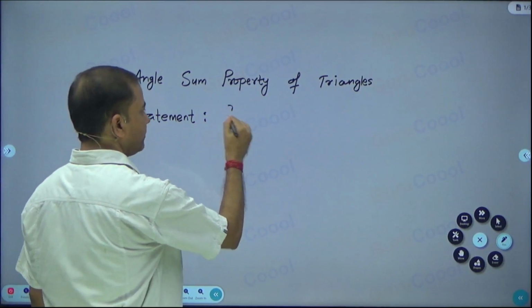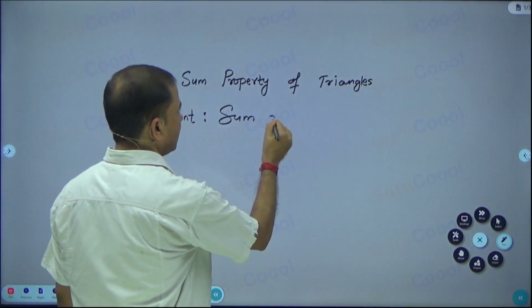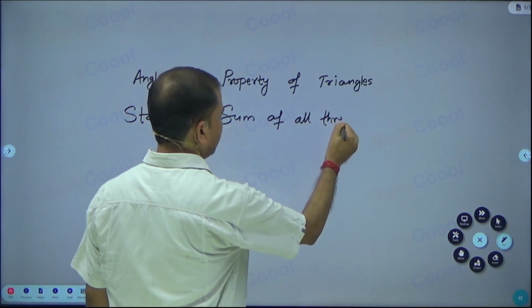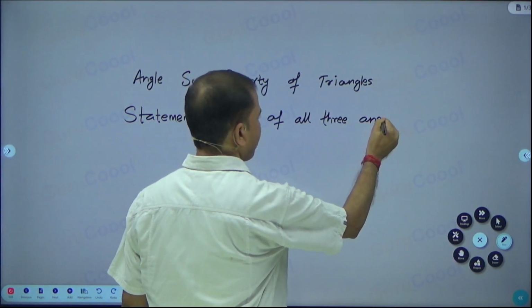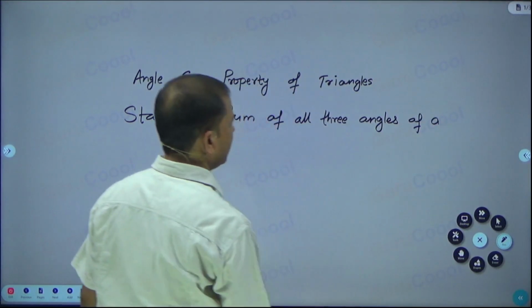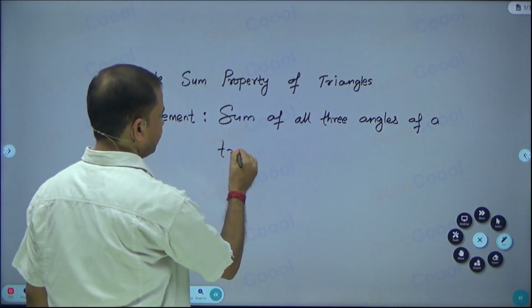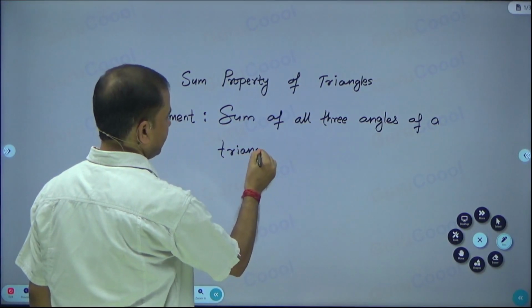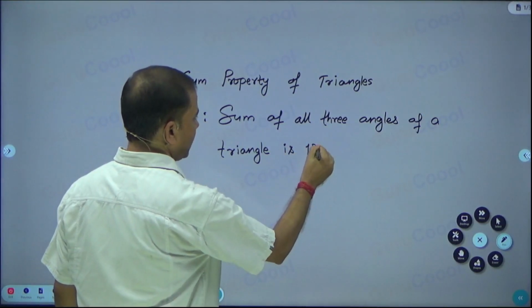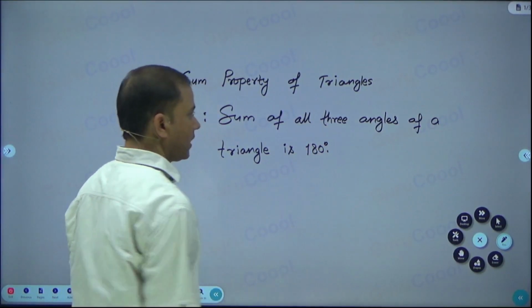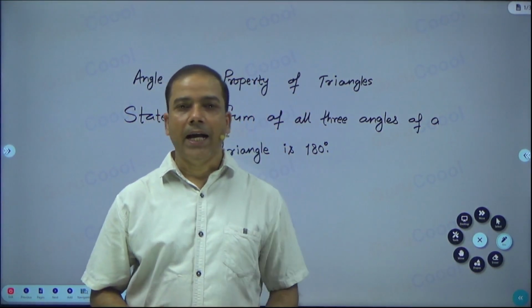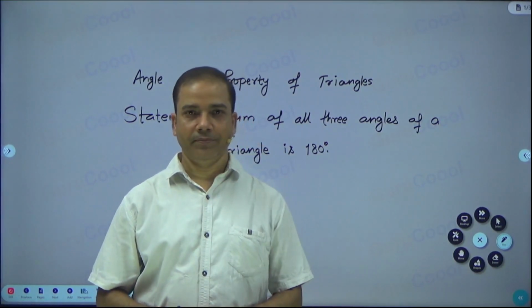It says the sum of all three angles of a triangle is 180 degrees. As we all know, a triangle always has three angles only.